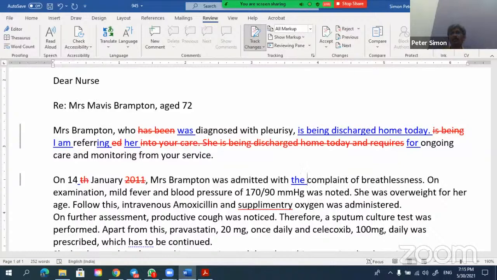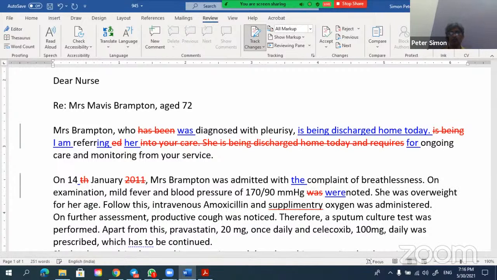On 14 January, Mrs. Brampton was admitted with the complaint of breathlessness. Okay. On examination, mild fever and blood pressure of 170 by 90 mmHg were noted. Not "was noted"; two things are there here, so it should be "were noted". One is mild fever and the second is blood pressure of 170 by 90 mmHg.